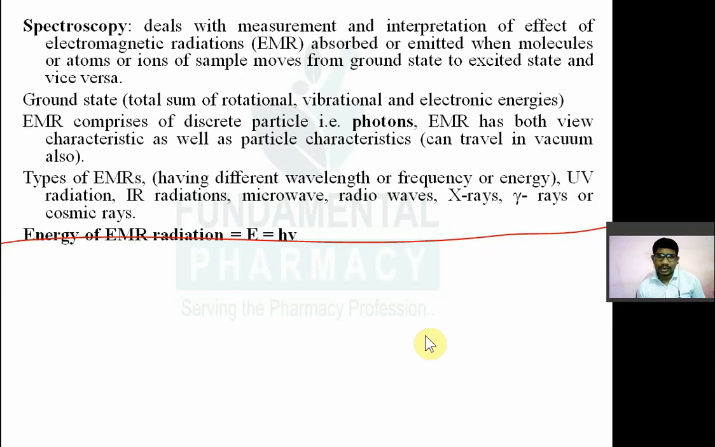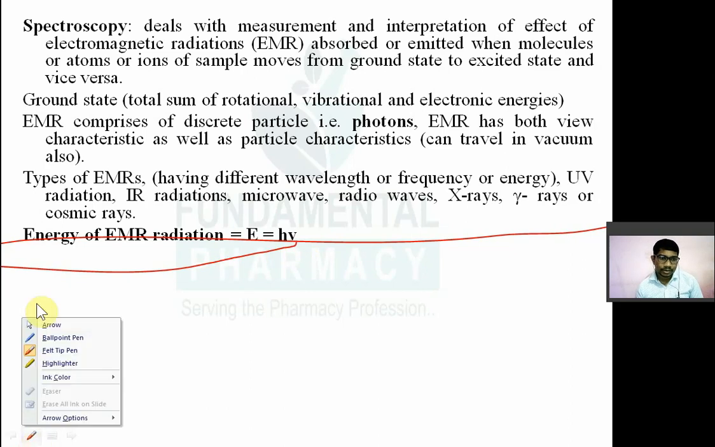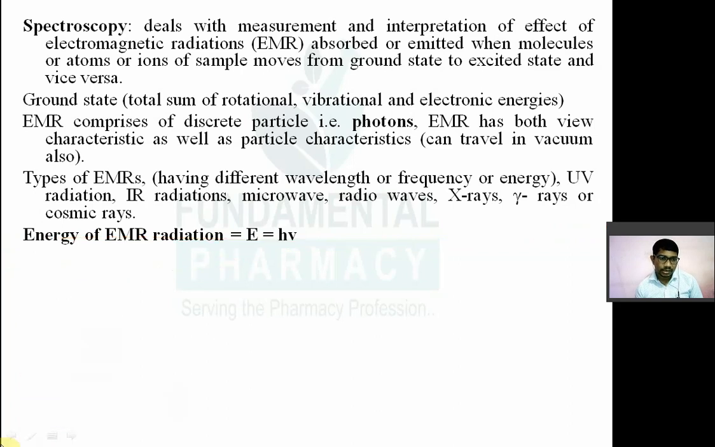Now, the energy of electromagnetic radiation is given by one formula. What is the formula? E is equal to hv. What is E? E means energy. What is h? h is the Planck constant, and v is the frequency. So the energy of a particular radiation is E is equal to hv.